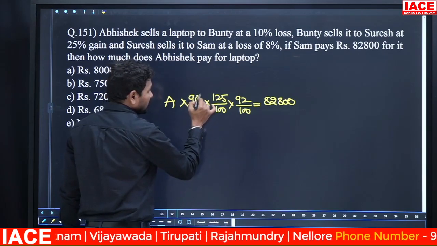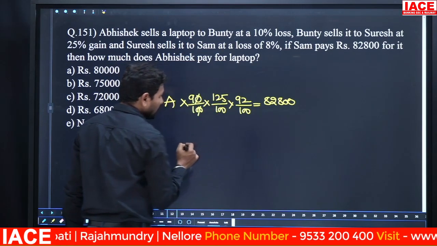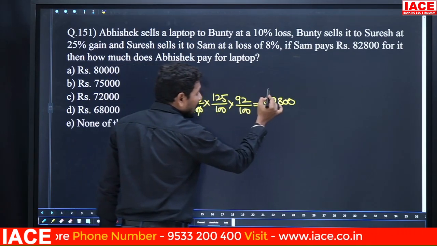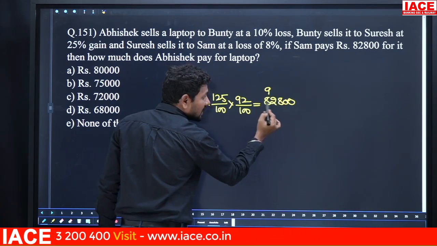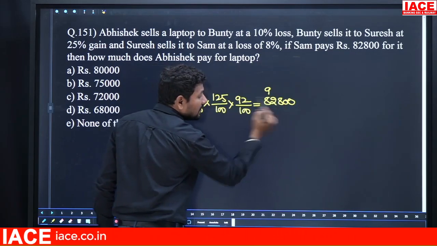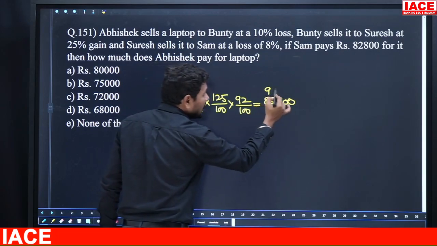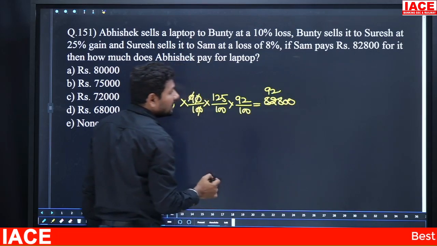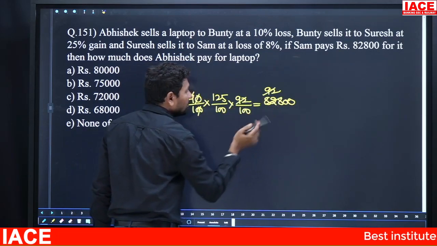Look at here, 0, 0, 0 will be cancelled, and 9 9s are 81. 81 means the remaining is 18. 9 2s are 18. Look at here, 92 will be cancelled.